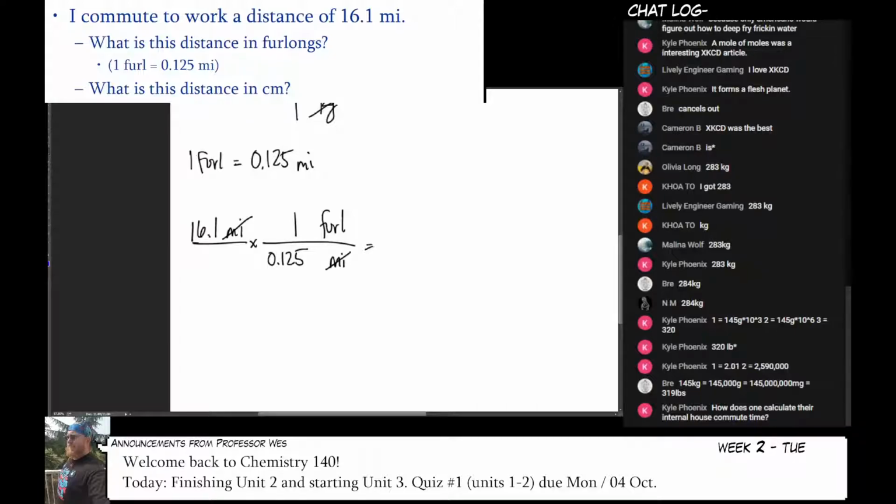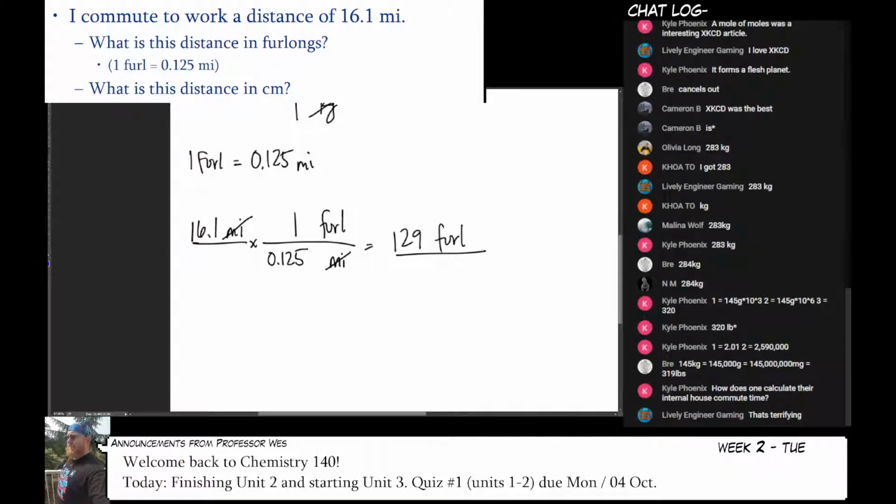16.1 divided by 0.125. I get 128.8, which I'm going to round to 129 for sig figs.